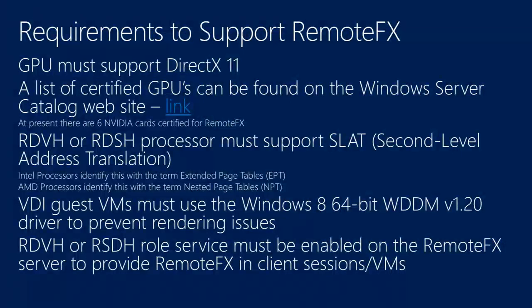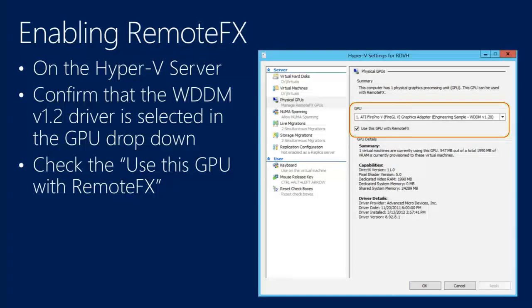And we need to be able to enable that RemoteFX. So what does that look like? If you go into your Hyper-V settings on your virtual host server, you'll see a nice little checkbox that says use this GPU with RemoteFX. Once you've got the right video driver loaded, you tick that checkbox, and you're good to go. You can now use vGPU across the virtual machines that you have.